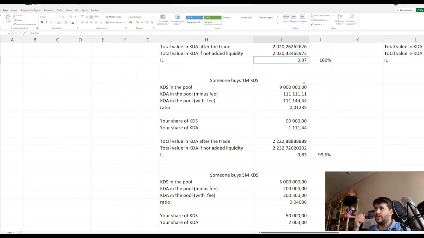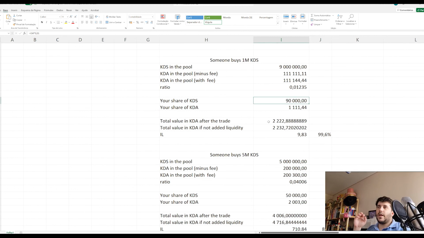Now all the same rules apply. Values, constant product value. The ratio changes a bit more, as you can see, and you get this for your troubles inside the pool. Now the total value after the trade for you is this, and the total value on the wallet that didn't provide liquidity, it's this. So now you see that you have a 9.83 KDA in impermanent loss. Well, I mean, it's not the end of the world, but it's 0.4%.